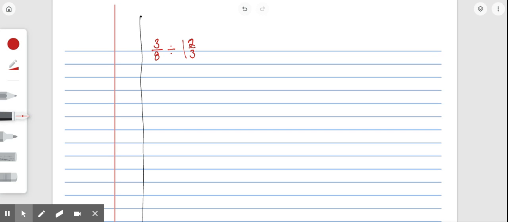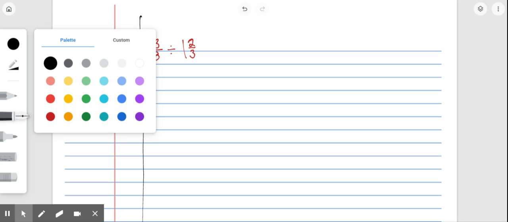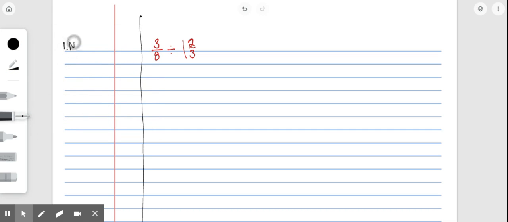To continue this video with another example, we're going to follow the same steps as last time. Step 1 is change the mixed numbers to improper fractions.